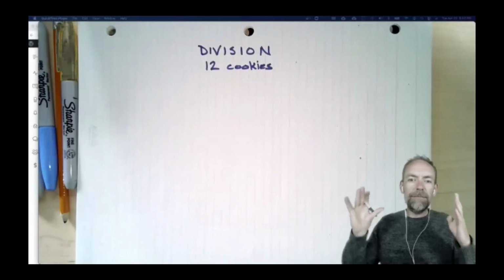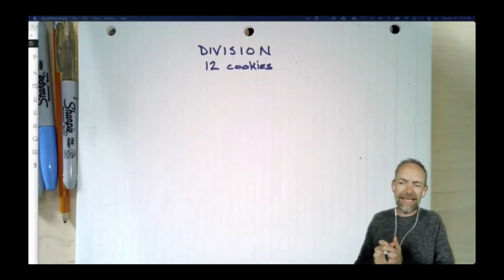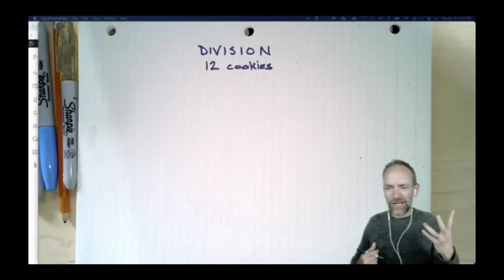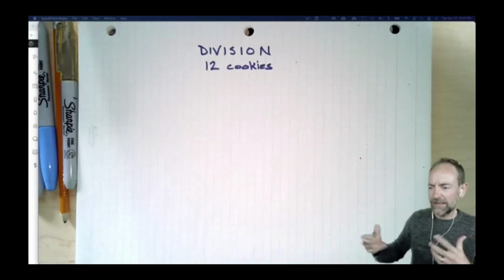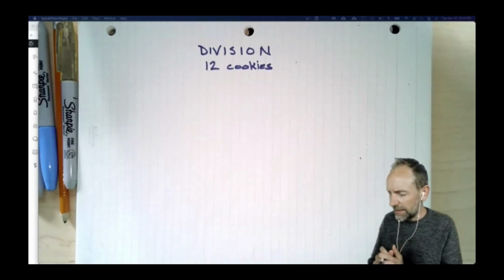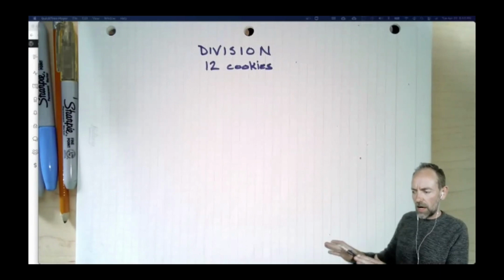But I'm curious, can somebody give me a context? If we're talking about cookies and we're going to deal with the idea of cookies and plates, we're going to be using division. Can somebody set me a context here? We're going to try to keep the numbers nice and whole, so like 3 or 4 is probably good, or 6, whatever you want to use. Can somebody help me out with a context?